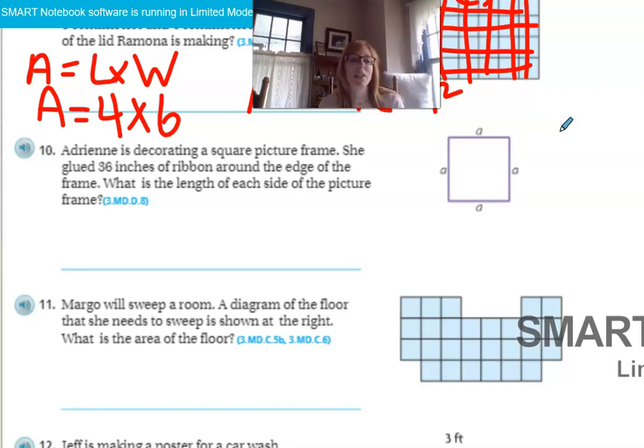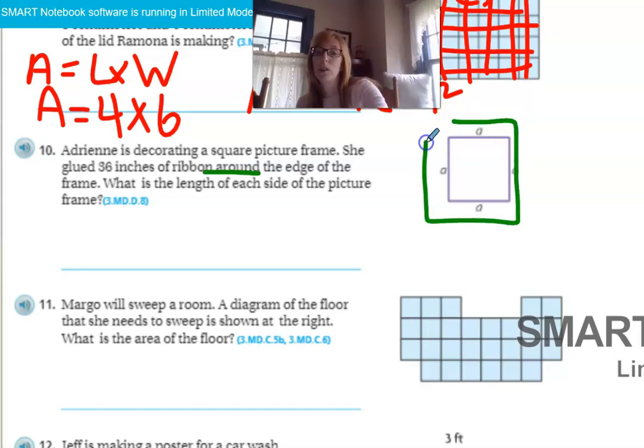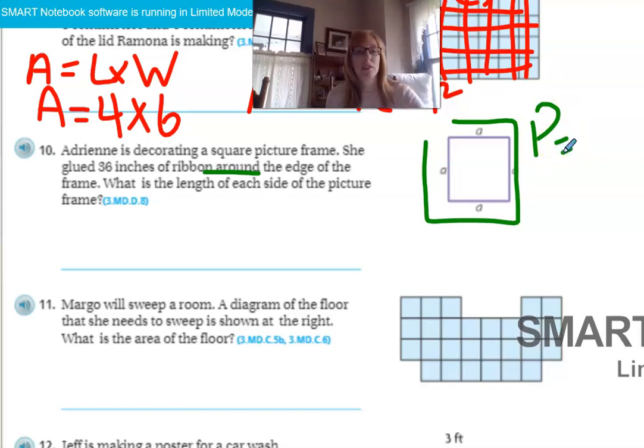All right, Adrienne is decorating a square picture frame. She has glued 36 inches of ribbon around. The key word there is around. Around the edge of the frame. What is the length of each side of the picture? She glued 36 inches. So the whole way around is 36 inches. So the perimeter equals 36 inches. So we know what the perimeter is.